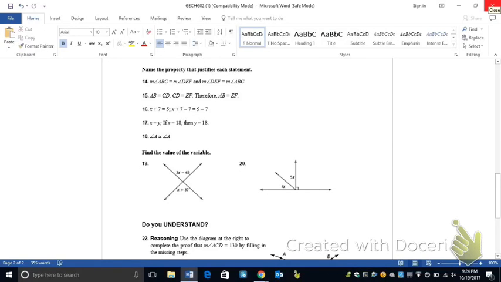And that brings us to 14 to 18. Now, yesterday for your bell work, what were you supposed to do? What you were supposed to do is look through the properties of equality and properties of congruence and write them all down in your notes. So those are the properties that we are using here.